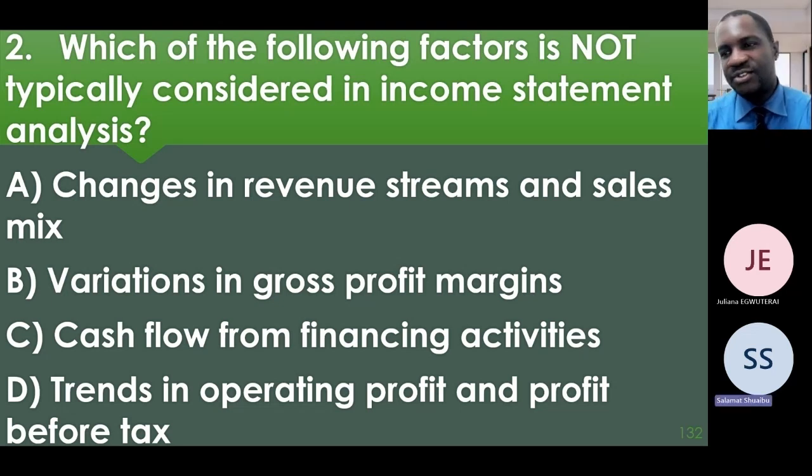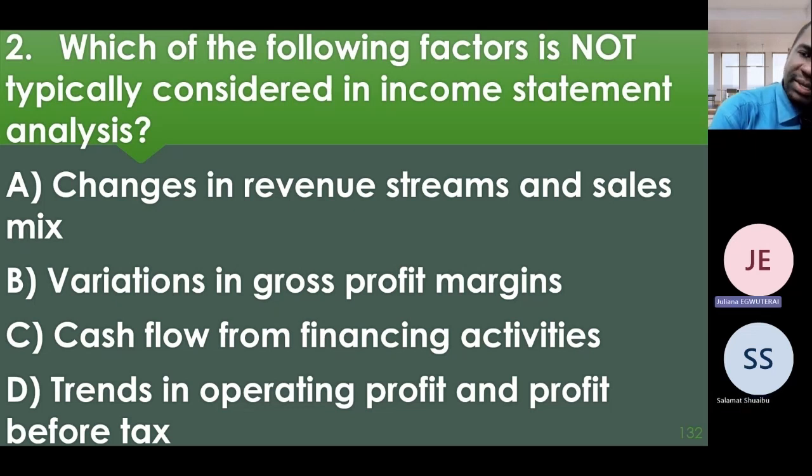A. Changes in revenue streams and sales mix. B. Variations in gross profit margin. C. Cash flow from financing activities. D. Trend in operating profit and profit before tax. J, what's your pick? Exactly, number 2. We're going back to number 1 for Salma. Okay. So Salma, what's your pick for number 2?